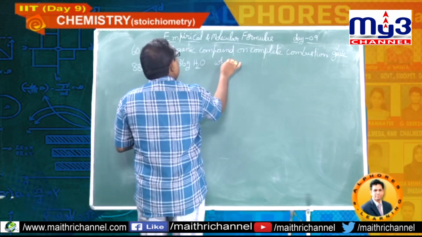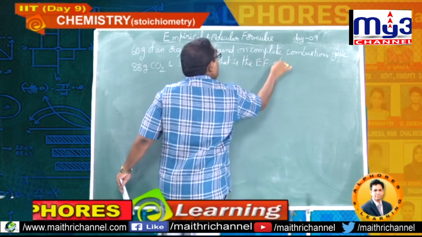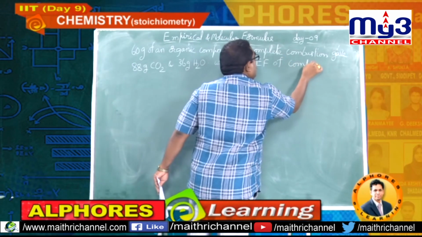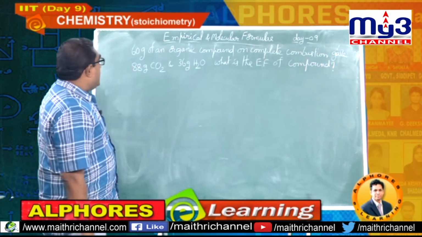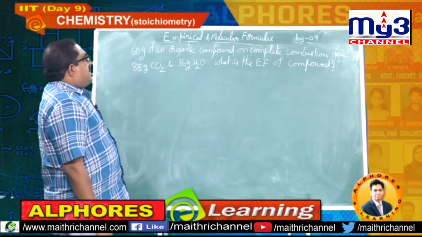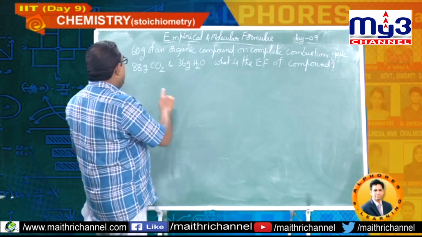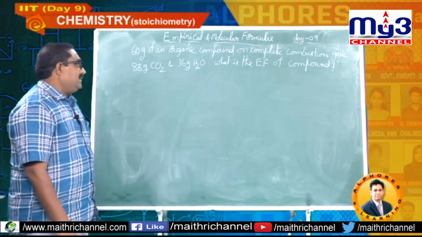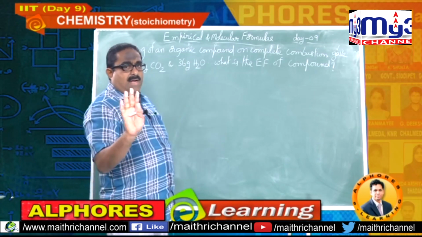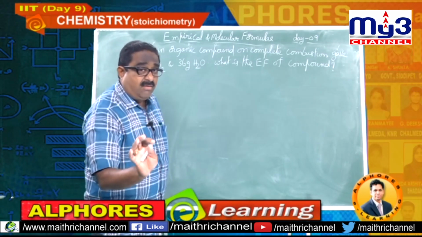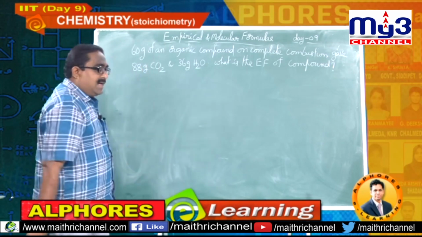What is the empirical formula of the compound? Write down the data, students, very important. 60 grams of an organic compound on complete combustion gave 88 grams of carbon dioxide and 36 grams of H2O. This time he did not give any percentage composition by mass, and gave some other data.